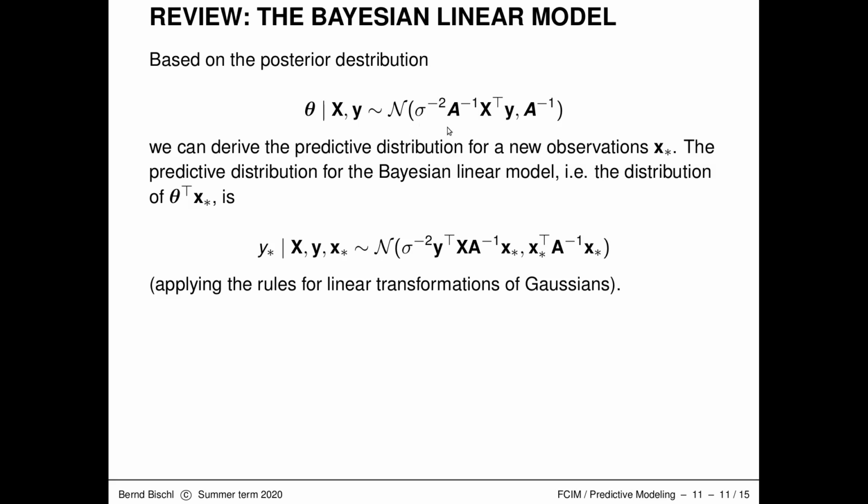Now for the second component of our output Gaussian, we have to write down the new covariance structure. And there's also a very simple rule for that. Pick the old covariance matrix, multiply it from the left-hand side with x star transposed, multiply it from the right-hand side with x star, and that's your new covariance matrix. And that completely fixes and specifies the predictive distribution of y star at a new point x star.